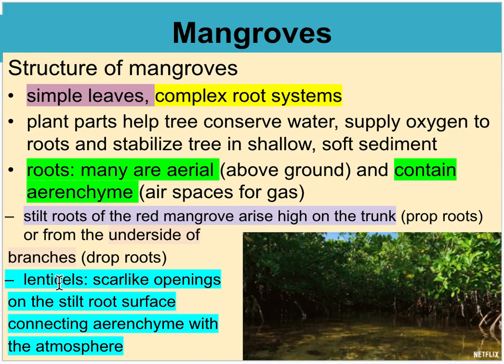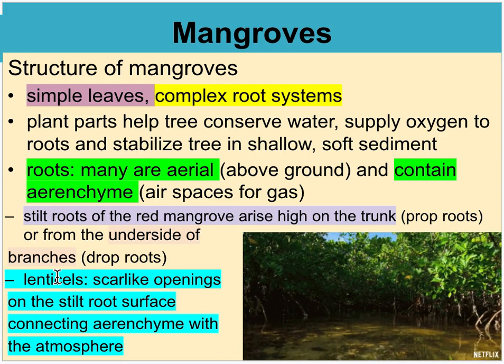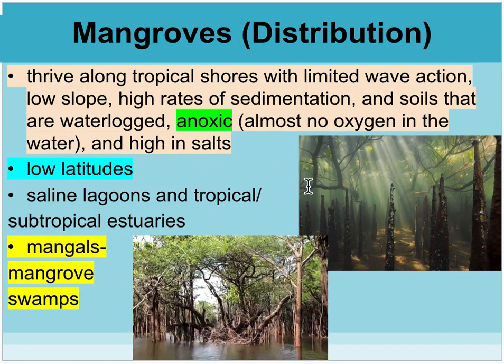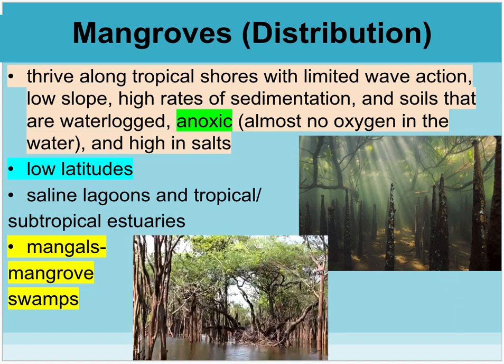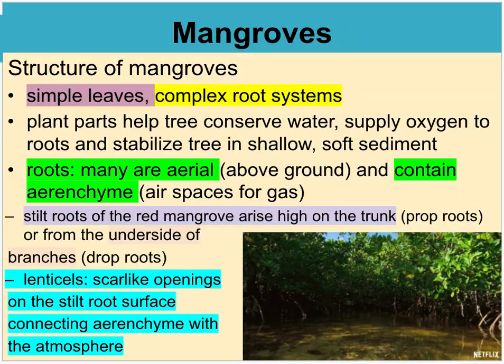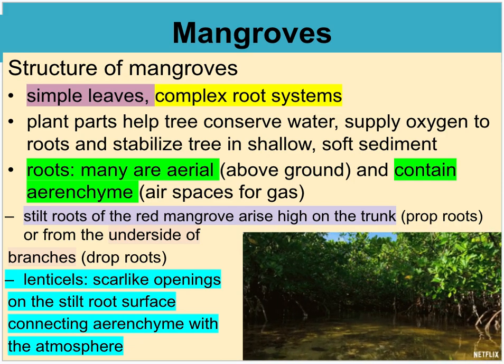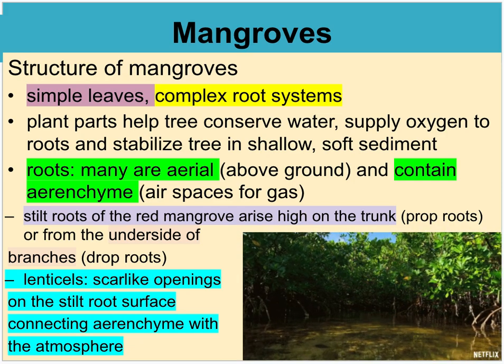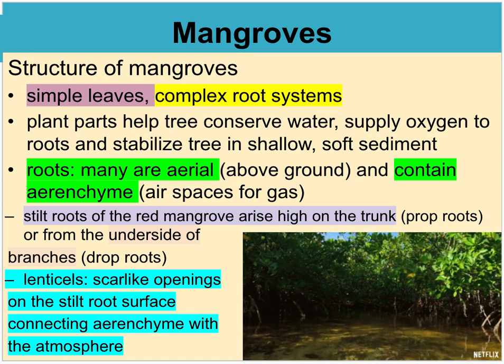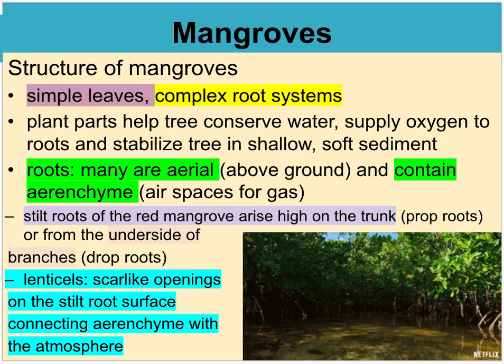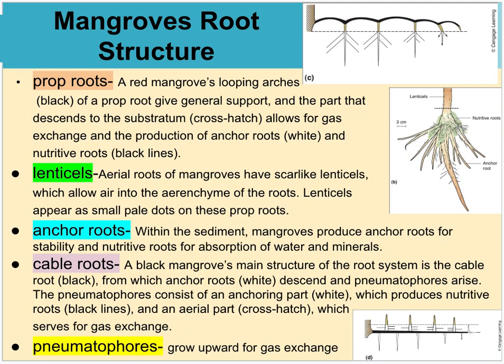So they also have these little bumps. When you look closely, and you can almost see it here on this black mangrove, they have these little warty-like bumps all over their root system, and those are called lenticels, and they're scar-like openings that will allow for gas exchange to happen in the roots.